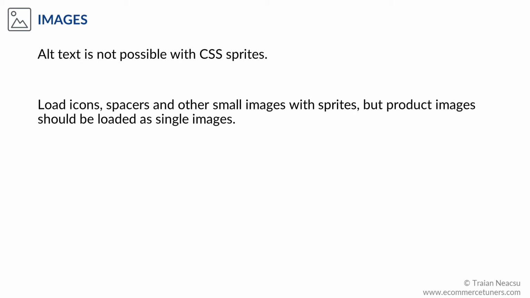More and more websites have started using CSS sprites to reduce the number of HTTP requests made to the web server, thus improving page load times. While this is great, the implementation makes it impossible to add alt attributes, raising accessibility and SEO concerns. You can load icons, spacers, and other small images using CSS sprites, but product images should be loaded as single images with proper alt text.